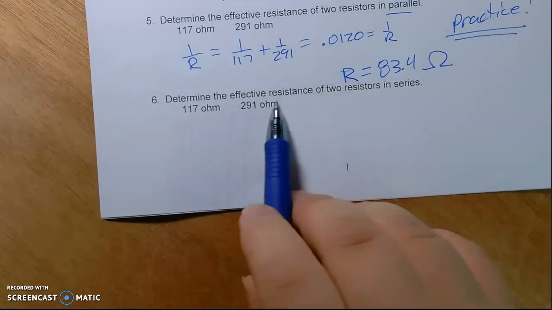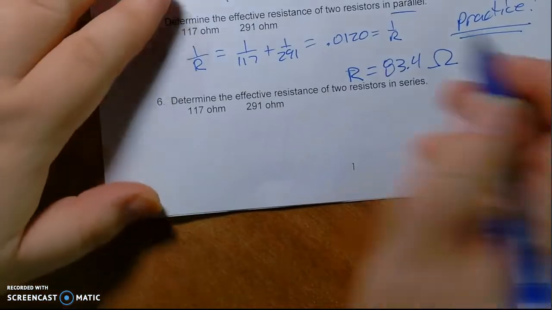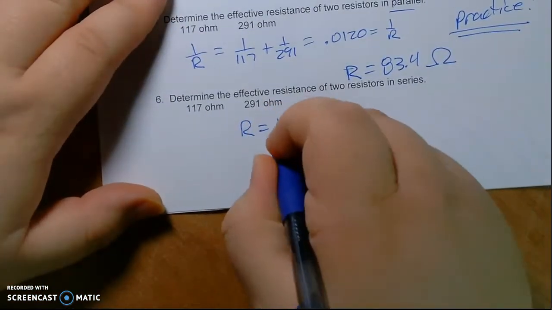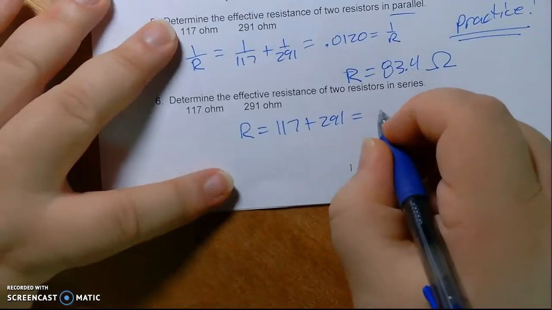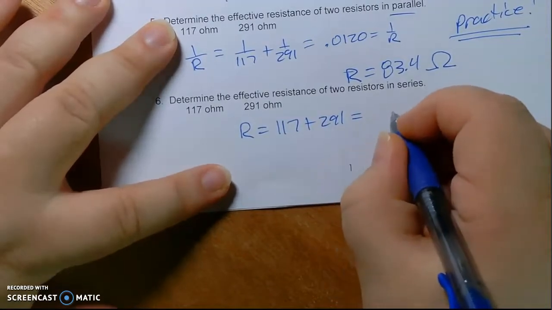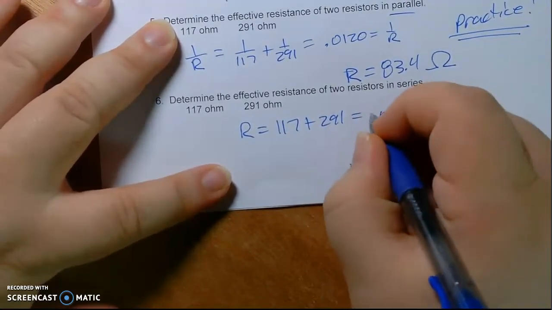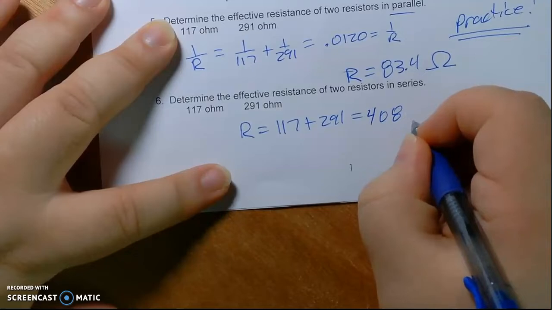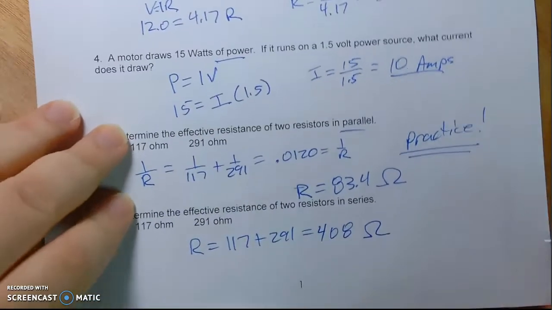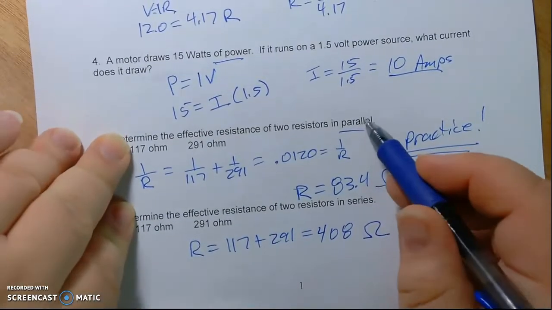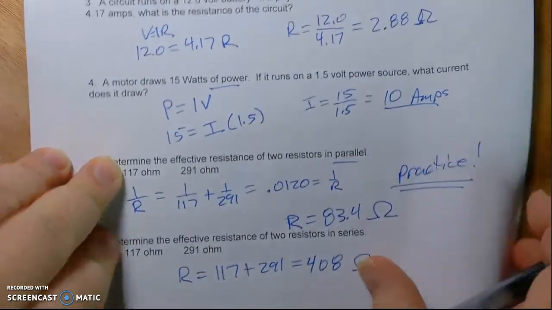Now we're going to do the same two resistors, but in series, and that's much easier. In series, we just add them together. So that comes out to be 408 ohms. Make sure you know the difference between parallel math and series math.